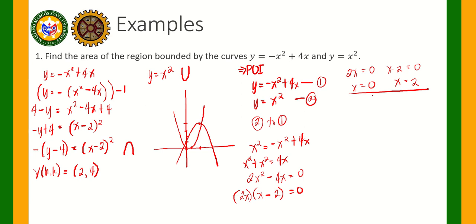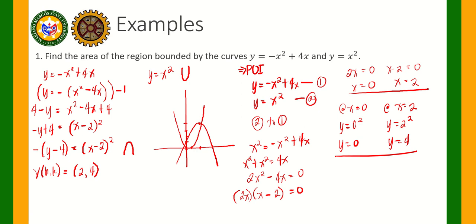Now, since meron tayong value for our x, at x equal to 0, what is our y? If we are going to plug 0 dito sa si equation 2 na lang, mas madali. So, y is equal to 0 squared, so y is equal to 0. Now, at x equal to 2, y is equal to 2 squared, so y is equal to 4. So, we now have values for x and y. These are the point of intersection.